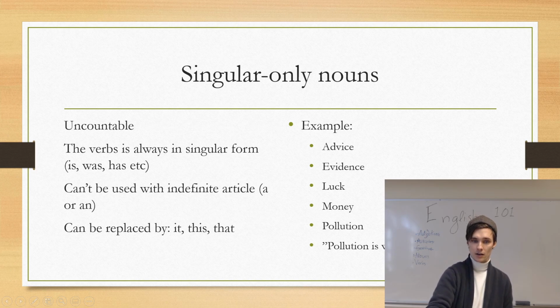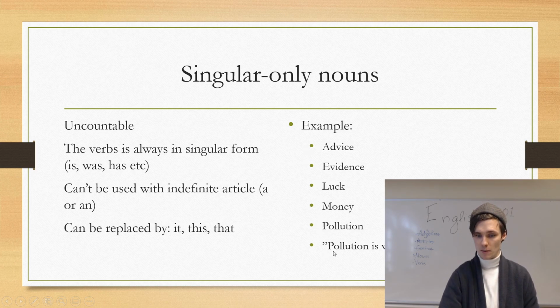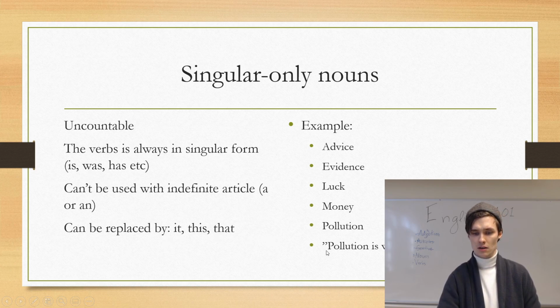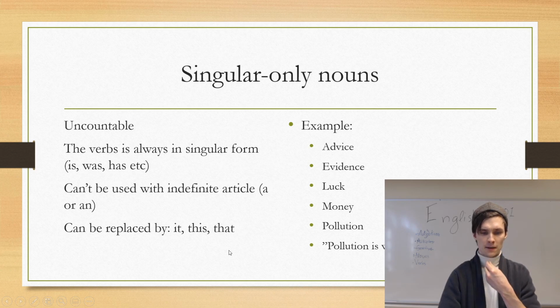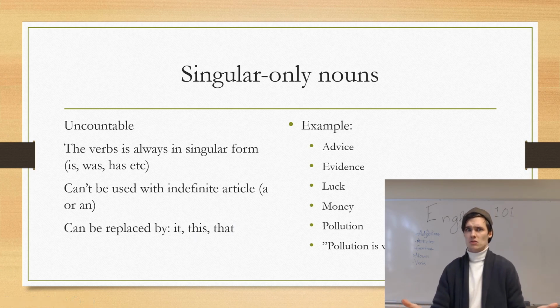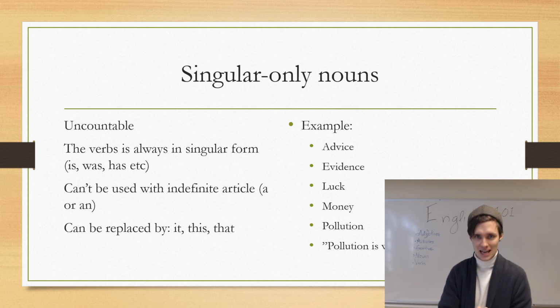And then we can look back here. So we start by looking at which one is the noun here. So we have pollution, pollution, money, money. All right, good. And then we go over here. Oh, the verb is always in singular form. Is, and is. Perfect. And then we can check this one here. Can it be replaced by it, this, or that? Pollution. It is where it is. You could say that. It would work grammatically, so it checks out. That's how the singular only nouns work.